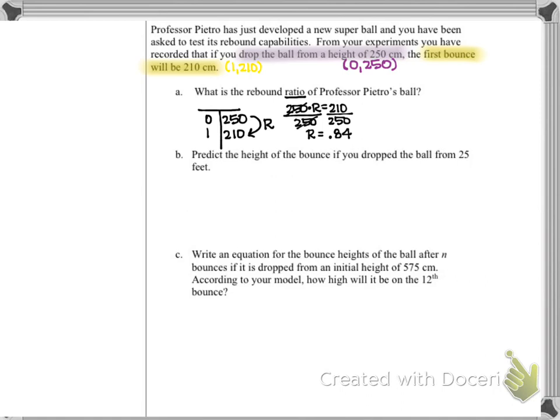So if I have to build an equation out of this, this is going to be the B in my equation. This is my multiplier.